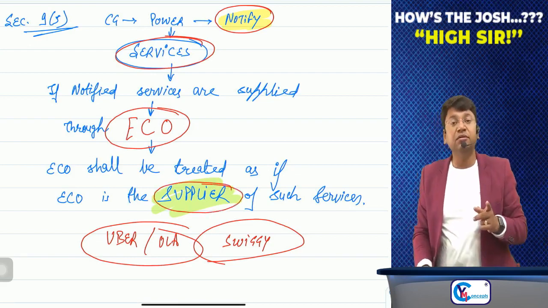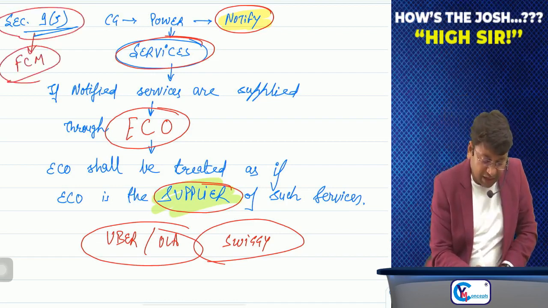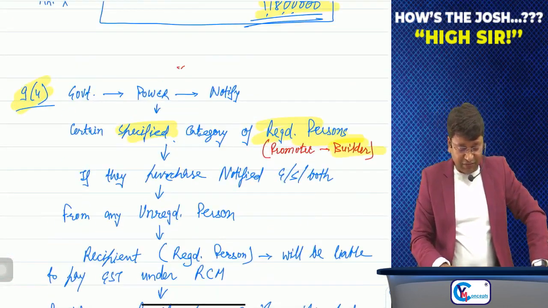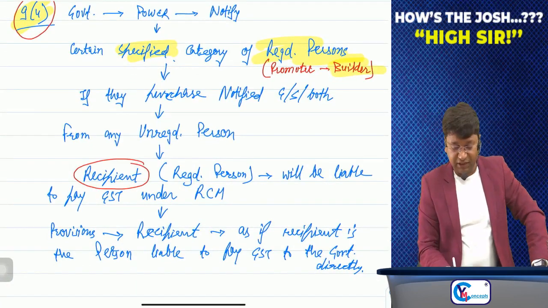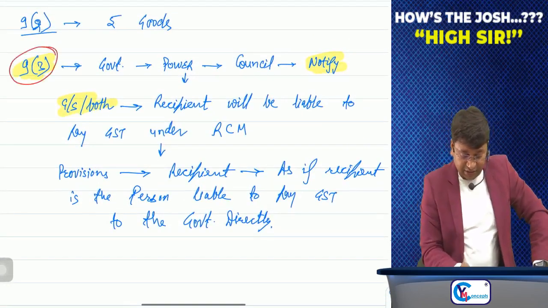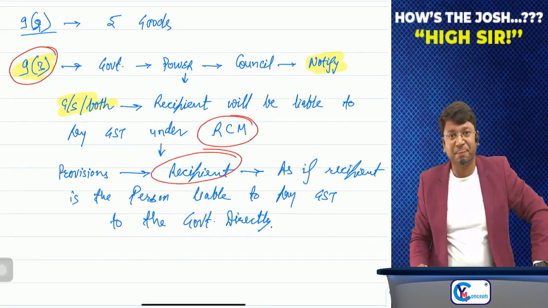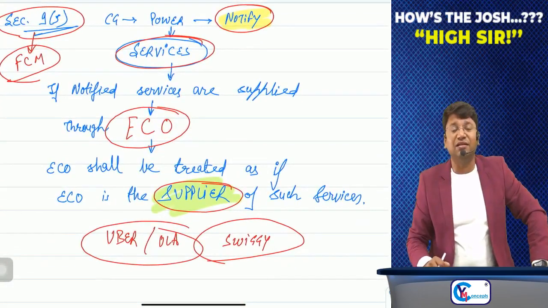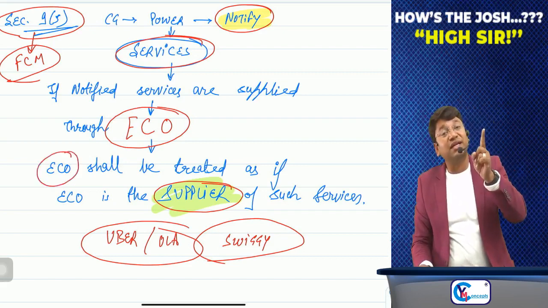And listen to me again. This section number 9 subsection 5 is forward charge mechanism. This is not reverse charge mechanism. See, in section number 9 subsection 4, the recipient was liable to pay tax under reverse charge mechanism. In section number 9 subsection 3, the recipient was liable to pay tax under reverse charge mechanism. But in section number 9 subsection 5, the recipient is not liable. ECO is liable, and ECO is not the recipient.